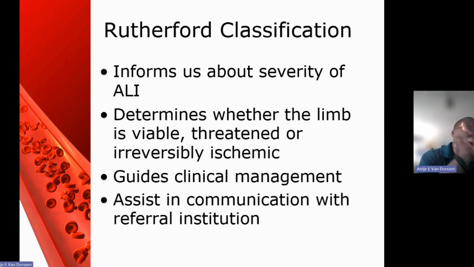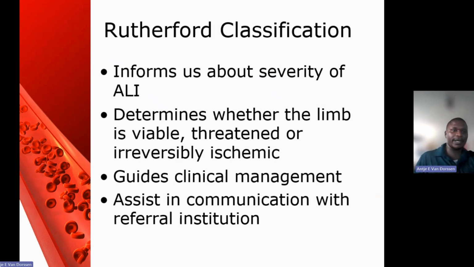So when it comes to acute limb ischemia, we also have a nice classification. It's called the Rutherford classification. It is a very nice tool, I think, because one, it informs us about the severity of the acute limb ischemia and kind of navigates how we're going to manage this patient. It guides the clinical management of the patient. It also tells us whether the limb is viable, threatened, or irreversibly ischemic, which again fits into how you're going to manage the patient.